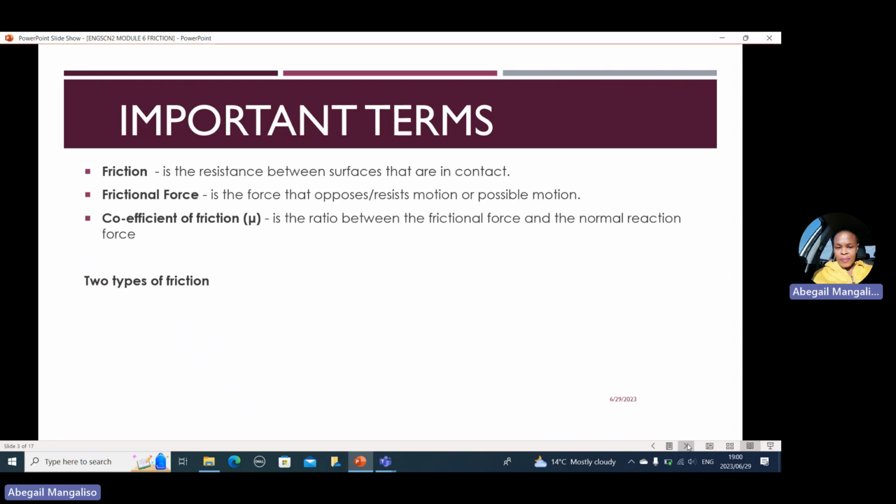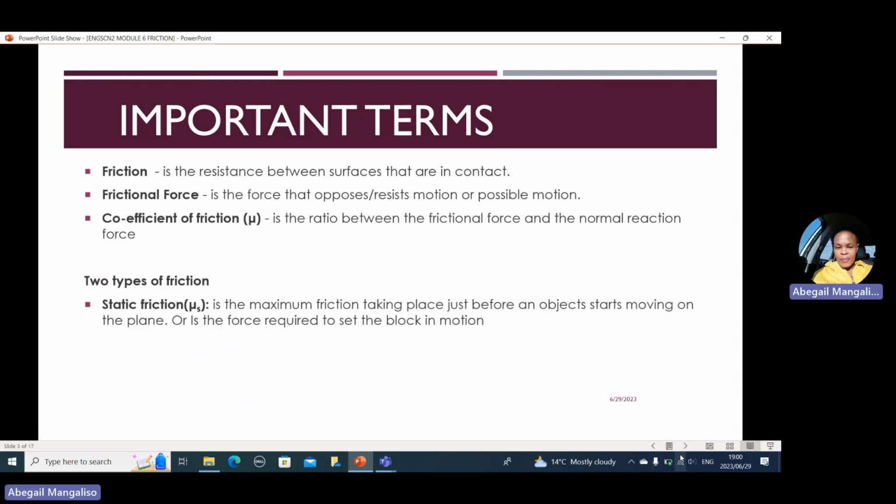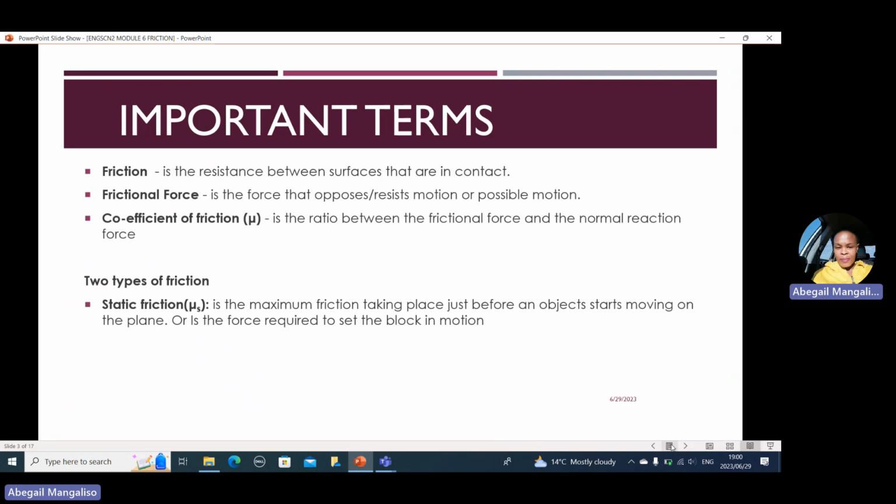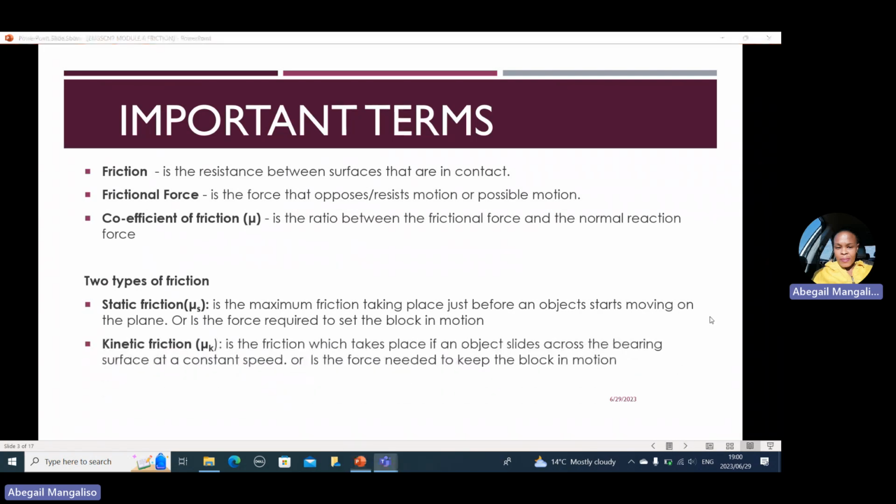Types of friction. There is static friction as well as kinetic friction. A static friction is defined as the maximum friction taking place just before an object starts moving on the plane, or is a force required to set the block in motion, or it is the force that is needed to keep the object at rest. So when the object is at rest, the type of friction that exists is called a static friction.